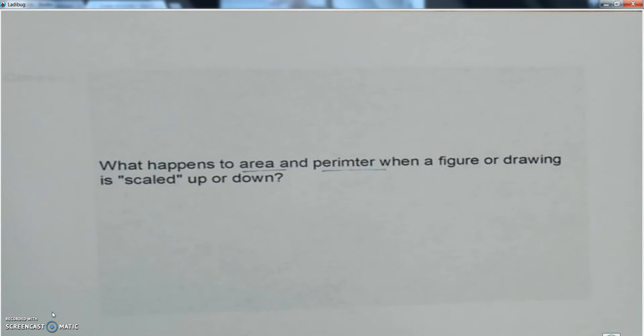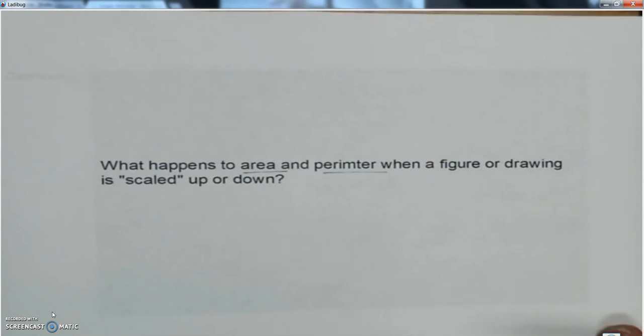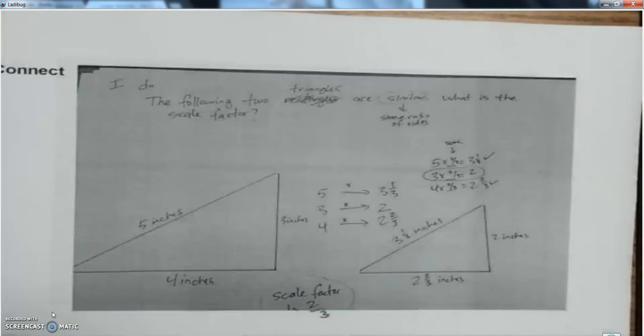Let's go ahead and make this the title of your next page, getting toward the end of your math notebook here probably. Unpause when you're done and give me your total concentration until we get to the we do.